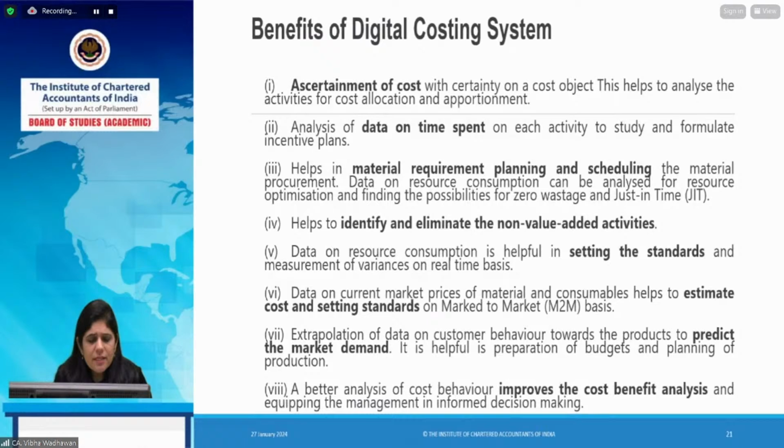A better analysis of cost behavior improves the cost benefit analysis, equipping the management for decision making. Cost benefit. So what all cost we have incurred and what benefit we are getting out of it. How much input, how much output, and how much sales have improved. So cost, benefit, and input, output analysis is also so important, and we get it so easy through the digital costing system.